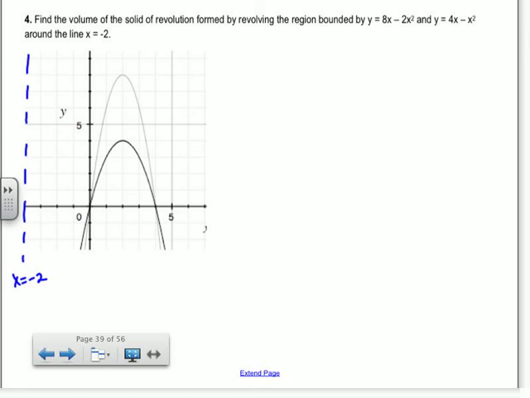All right, so we have the region bounded by 8x minus 2x squared and 4x minus x squared. So which one's the top curve, which one's the bottom? Any ideas? 8x is the top one. You guys can plug in numbers if you need to. If you plug in like 1, so here's where 1 is. That would help you find which one's the top if you need to do that. So the 8x one is the top.